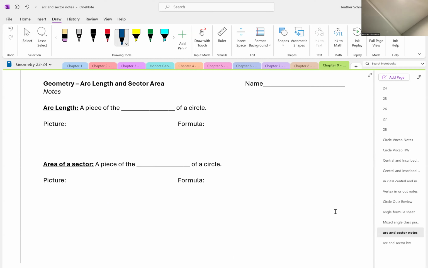Okay, there's two different things, and even though they're different, they both are found the same way, so we put them together. So the first is arc length, and arc length is a piece of the circumference.